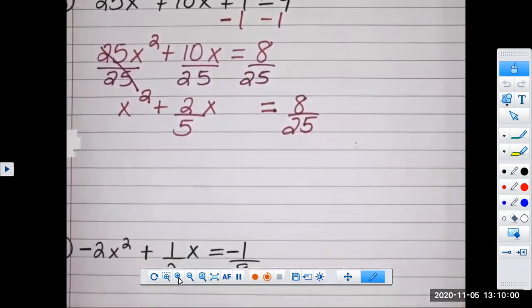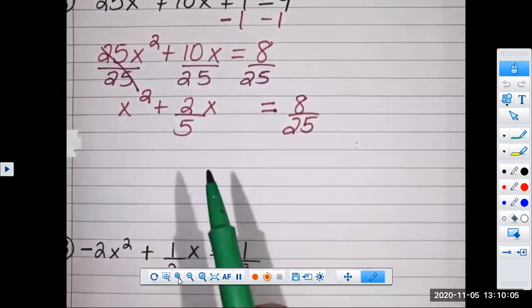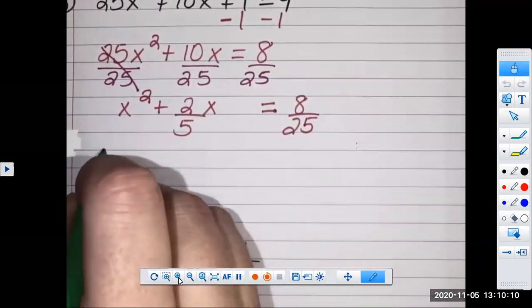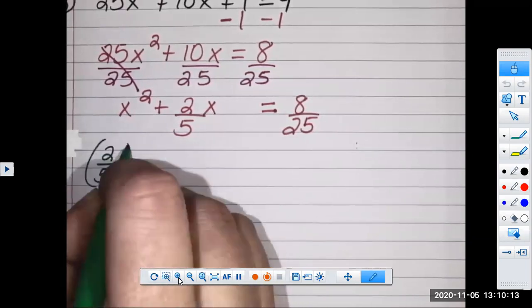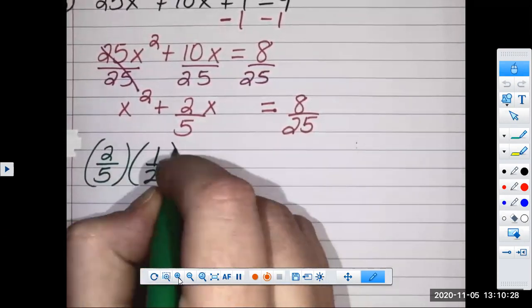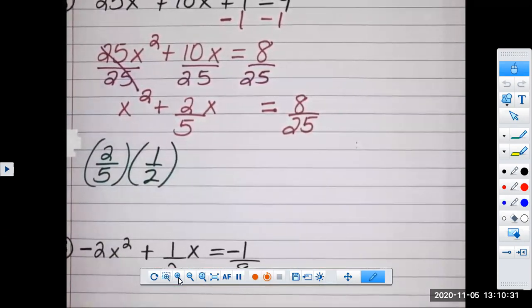Everybody okay so far? Okay, now to complete the square, you take half of your middle term. How do you take half of 2/5? You multiply it by 1/2. If you're taking half of something, remember of in math means multiply. A lot of people think, oh, I divide by 2, which you do, but you're really multiplying by 1/2.